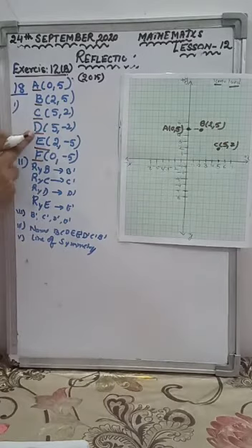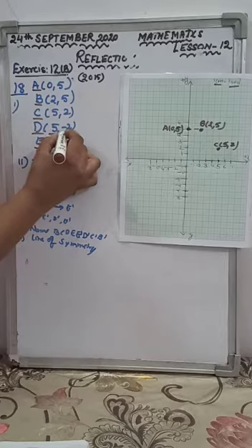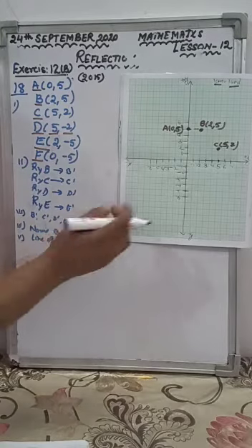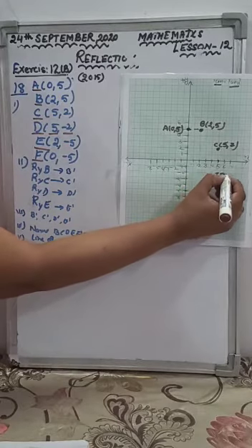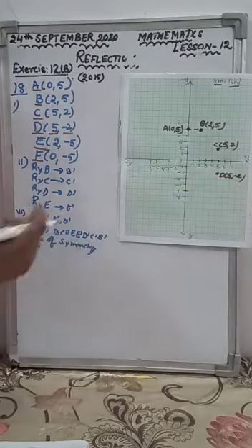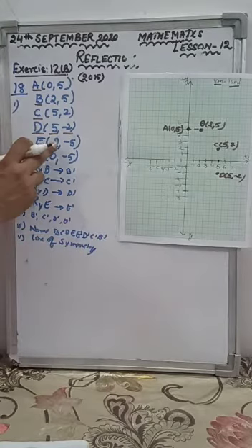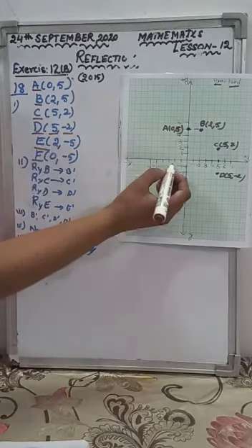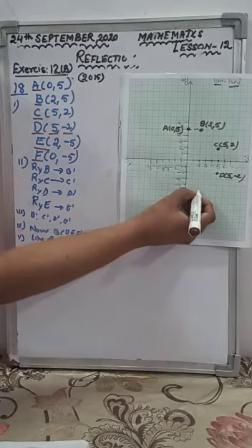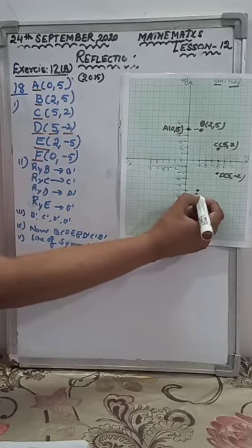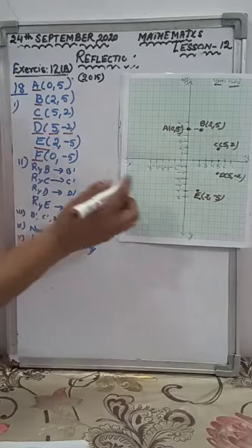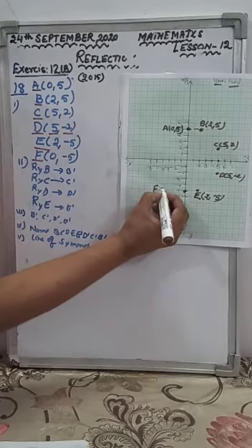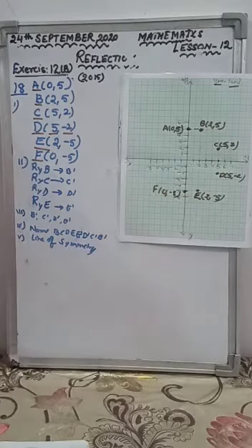Now D coordinate 5, -2. 5 is abscissa and ordinate is -2. So 5 and this is your -2. So this is point D, 5, -2. Now point E is 2, -5. So this is your 2, -5. So this is point E, 2, -5. F, 0, -5. So this is your F, 0, -5. So this is the first part. First we have plotted it.